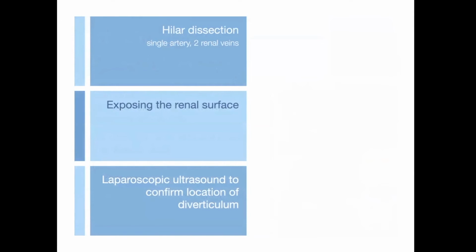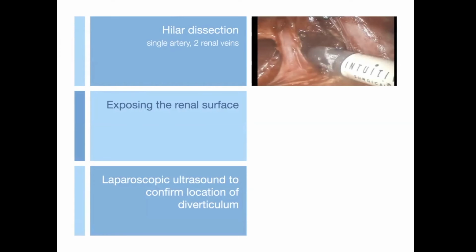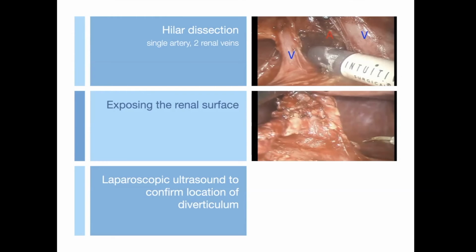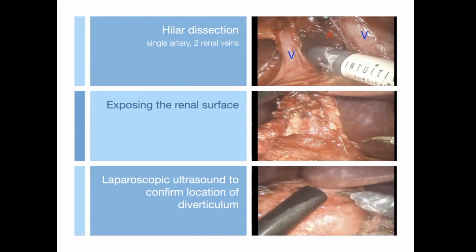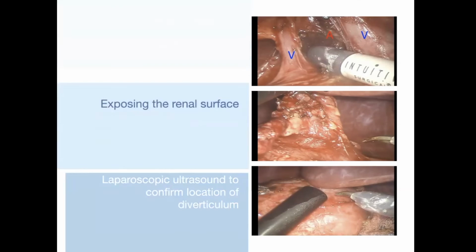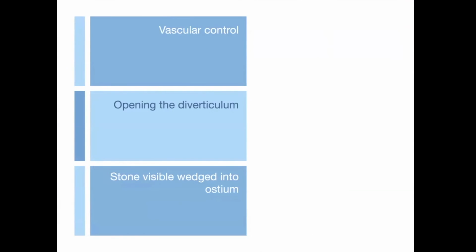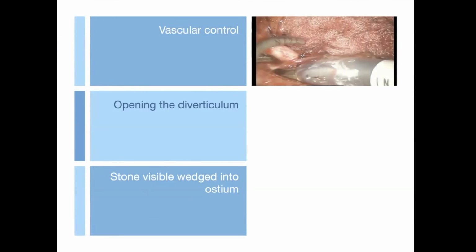So here's an example of that. We do some initial hilar dissection, although we don't generally clamp these patients. Having access to the vessels is useful in case there's more bleeding than you anticipate. You expose the renal surface where the diverticulum is. We then perform ultrasound to identify its location and confirm it. So again, it is generally an endophytic structure. We will then get vascular control if necessary. Again, this may not be necessary in most diverticula.